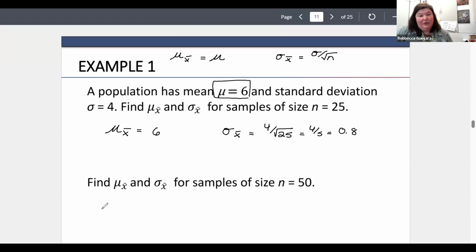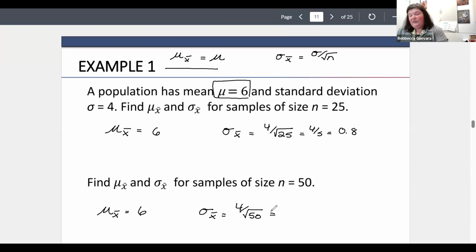So if my sample size is now 50, well, mu sub x bar is still equal to mu. That doesn't change, and mu is still 6. The mean hasn't changed at all. However, the standard deviation is going to change, because now I'm going to take my sigma, my 4, and divide it by the square root of not 25, but 50. The square root of 50 is not a nice whole number, so I'm actually going to have to put in my calculator 4 divided by the square root of 50.